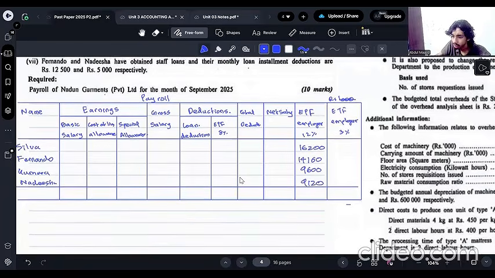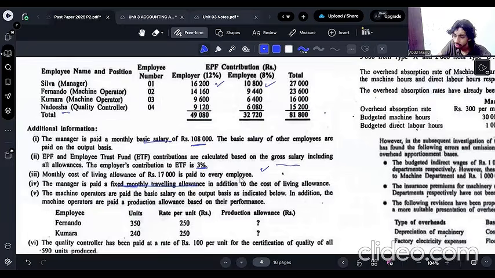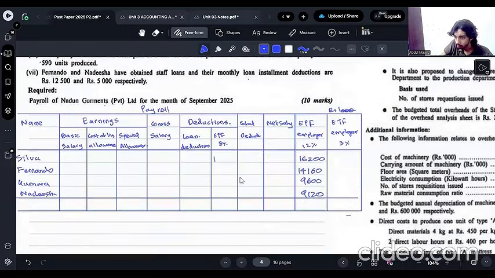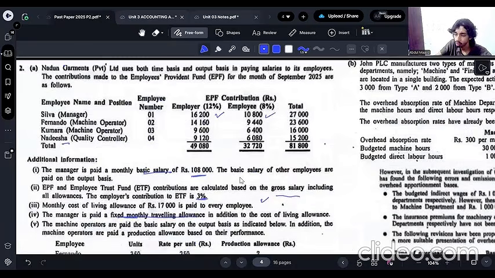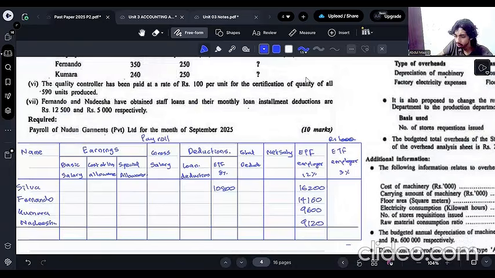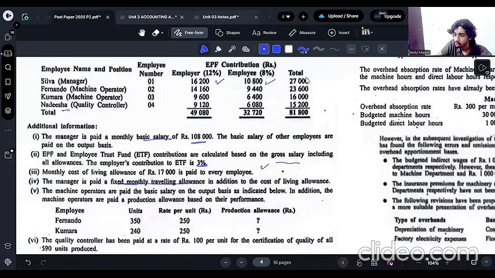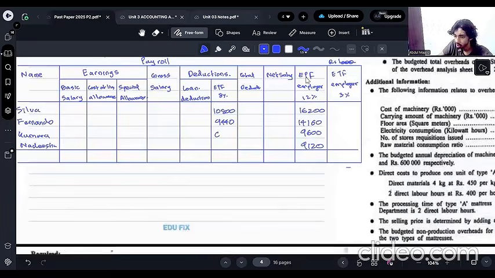Employee contribution will come under deductions: 10,800, 9,440, 9,440, then 6,400 and 6,080.